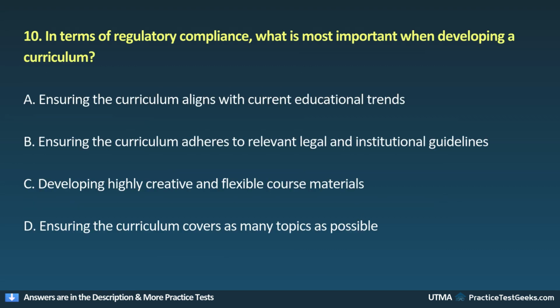10. In terms of regulatory compliance, what is most important when developing a curriculum? A. Ensuring the curriculum aligns with current educational trends. B. Ensuring the curriculum adheres to relevant legal and institutional guidelines. C. Developing highly creative and flexible course materials. D. Ensuring the curriculum covers as many topics as possible.